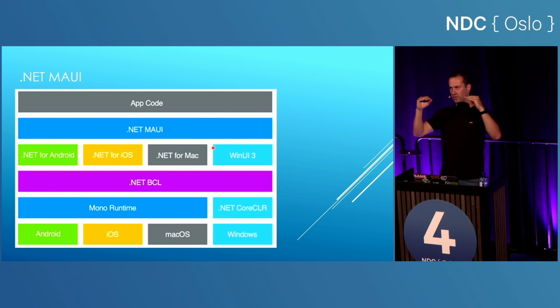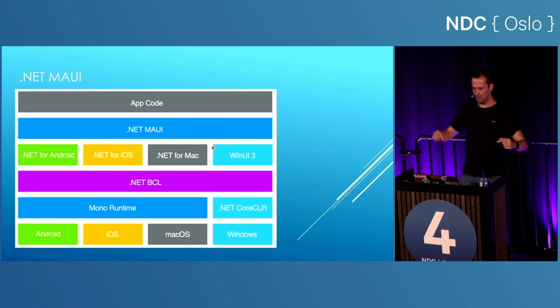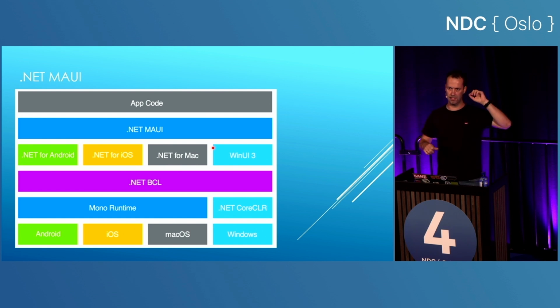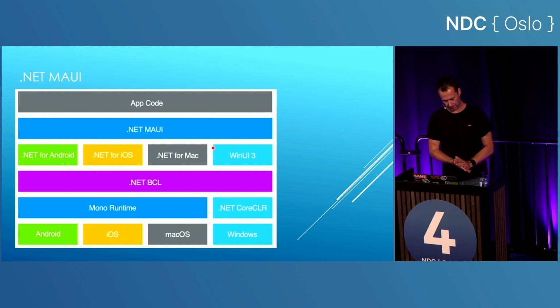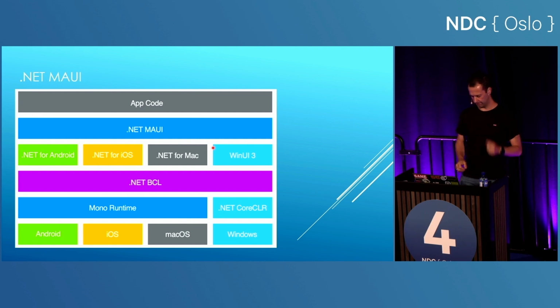On top of that .NET MAUI abstraction layer, that's where we write our code. That code gets compiled into platform native, and so on. And at the end, you're calling into Java methods for Android, Swift methods for iOS and for Mac, and you're basically already calling C# for Windows, so no need to translate that. So that's a bit of setting the scene.